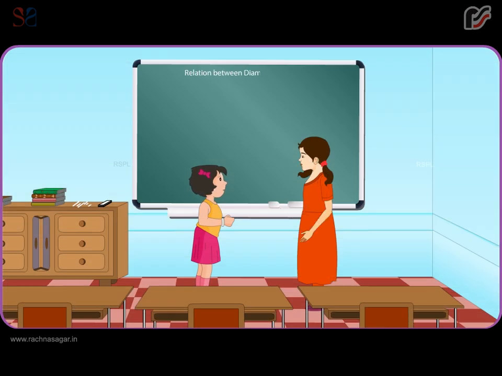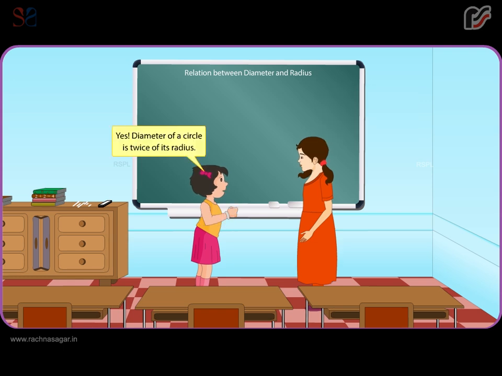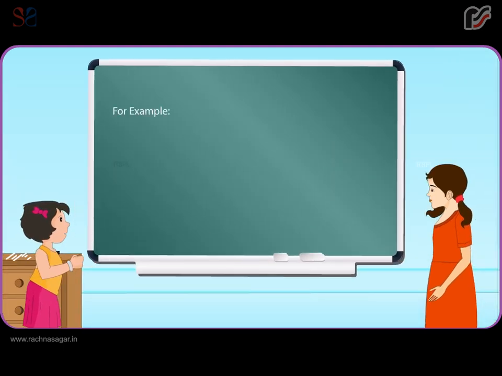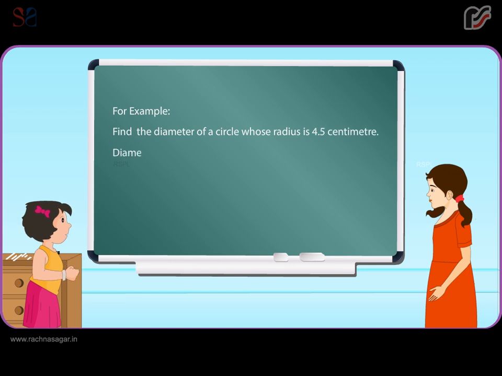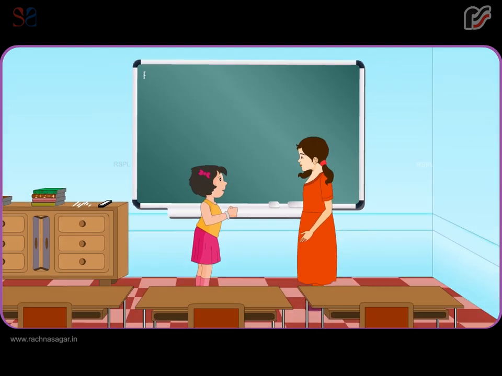Relation between diameter and radius. Do you know the relationship between diameter and radius? Yes, diameter of a circle is twice of its radius. For example, find the diameter of a circle whose radius is 4.5 centimeter. Diameter is equal to 2 multiplied by radius, which is equal to 2 multiplied by 4.5 centimeter is equal to 9 centimeter.